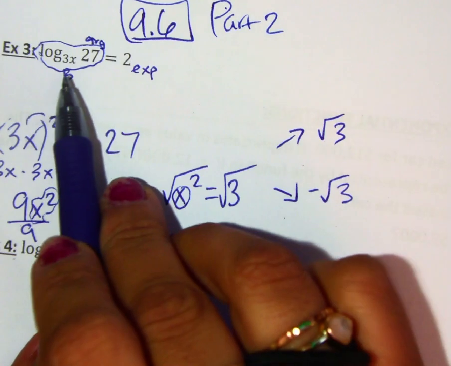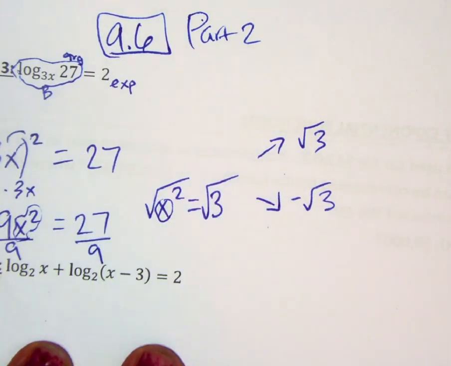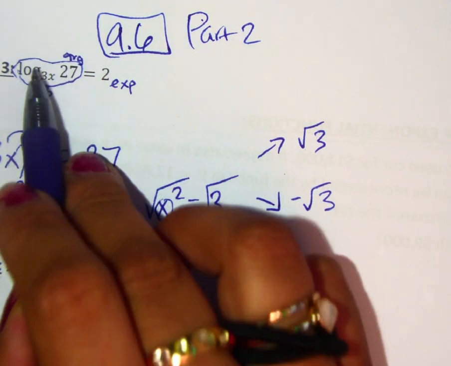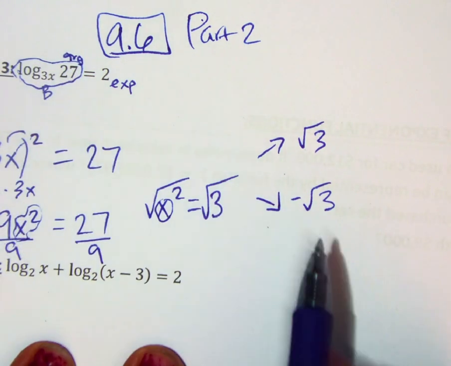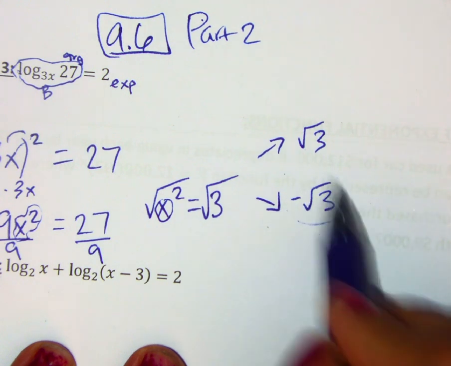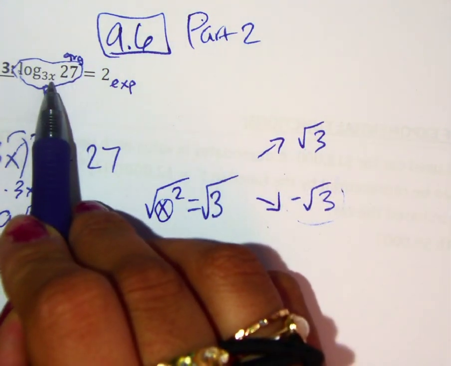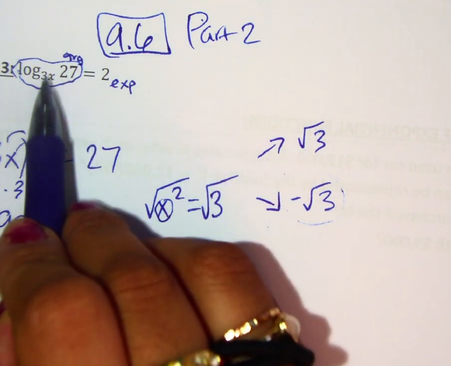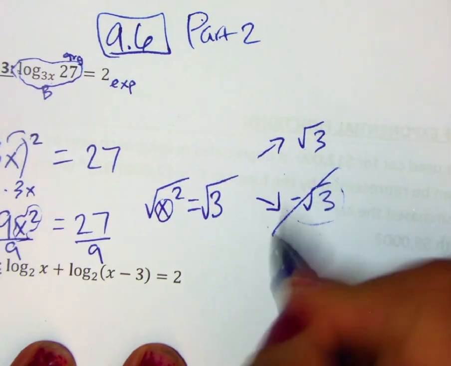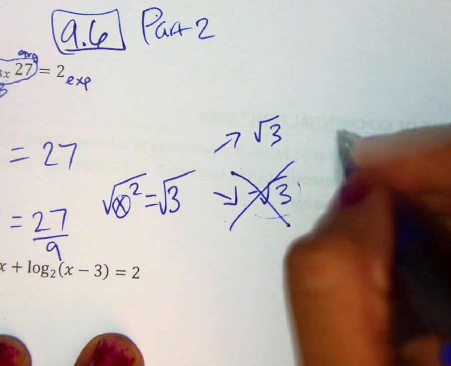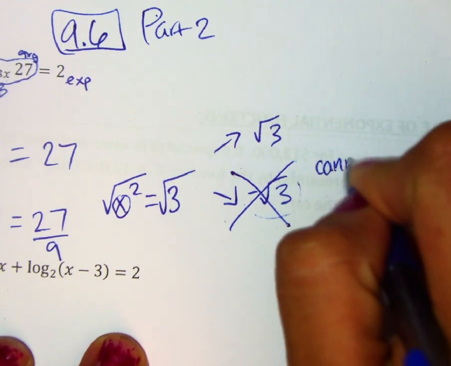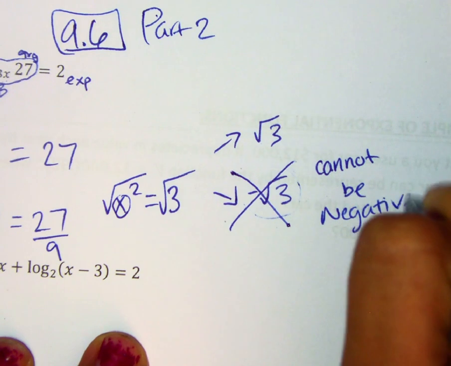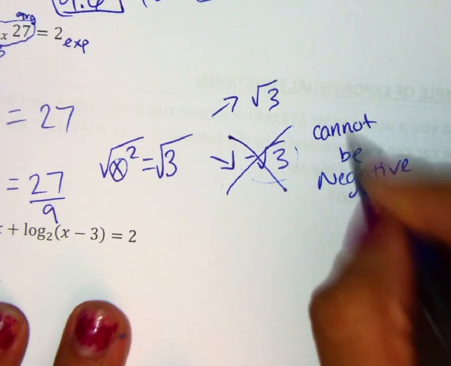This topic of logs, though, it's a little bit special, where the log cannot have a negative base and the log cannot have a negative argument. So if we consider this answer, we will have to put it in there as 3 times the negative square root of 3, which results in a negative answer. So this is not going to work because we cannot have negative bases. So just keep that in mind. The negative cannot be in the base or argument.